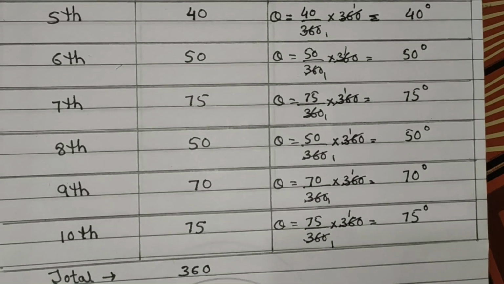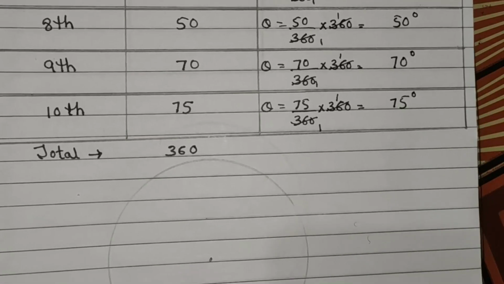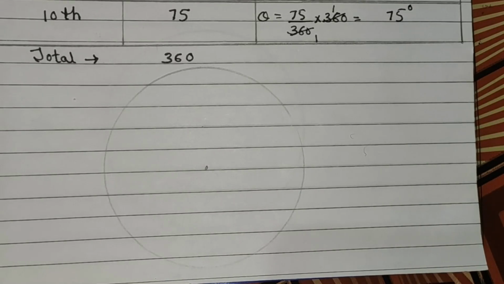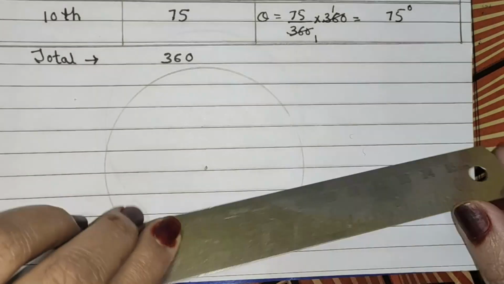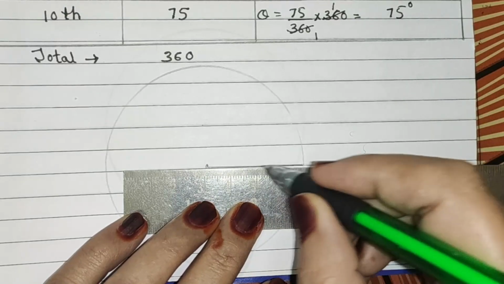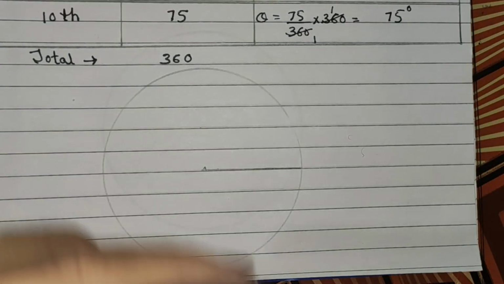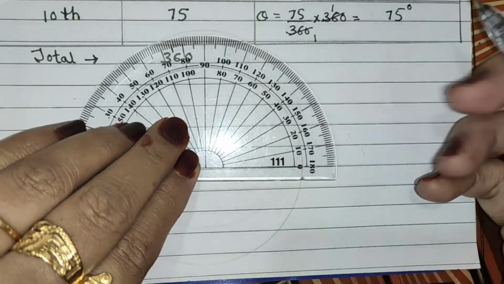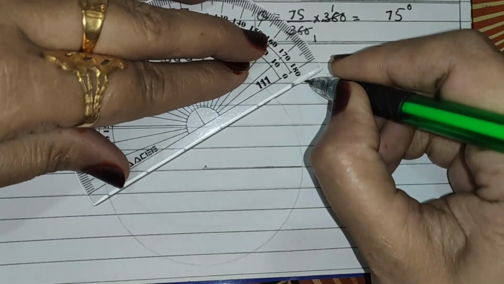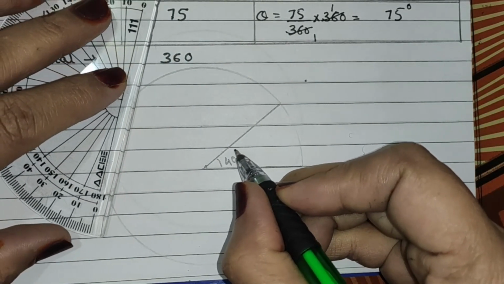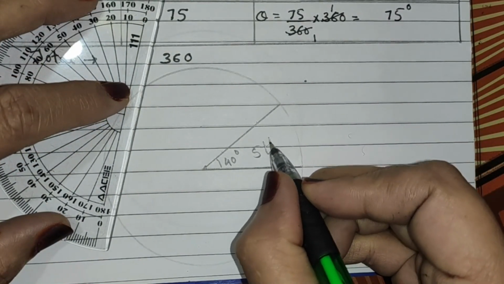Now first draw a circle of a suitable radius. Now draw a radius here. First angle is 40 degree. Now place the D and measure the angle at 40 degree. Now here we get 40 degree of 5th standard.